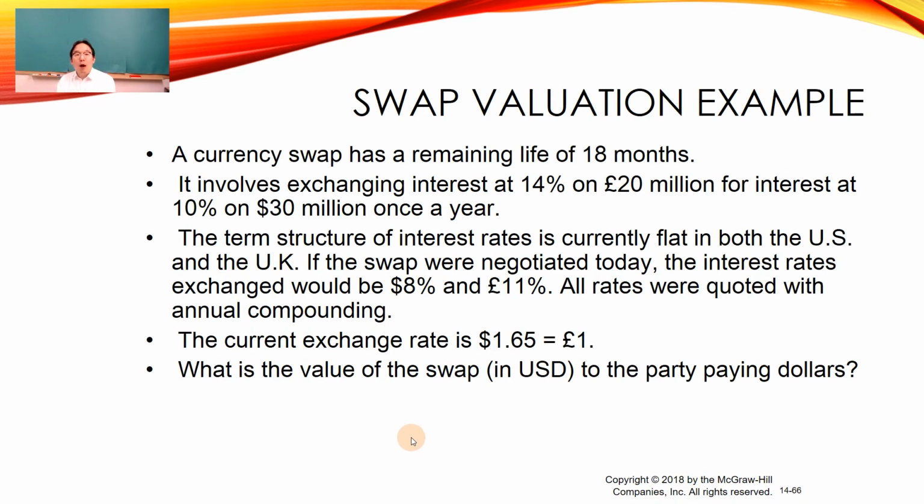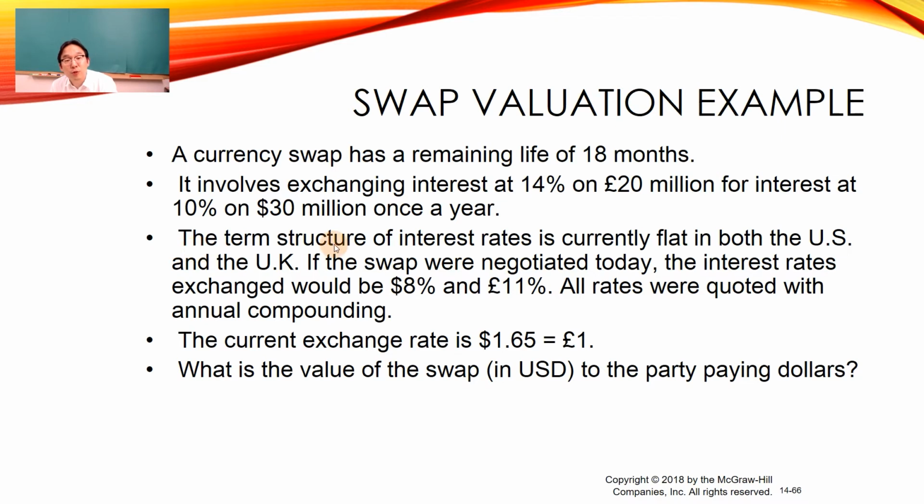Now, here's an example. A currency swap has a remaining life of 18 months. It involves exchanging interest at 14% on 20 million pounds for interest at 10% on $30 million once a year. It's kind of complicated or confusing because it's three 6-month periods, but here's 1 year. You're going to see 12-month based calculations, and the first payment will happen at 6 months, and then at the 18th month you're going to see a cash flow.